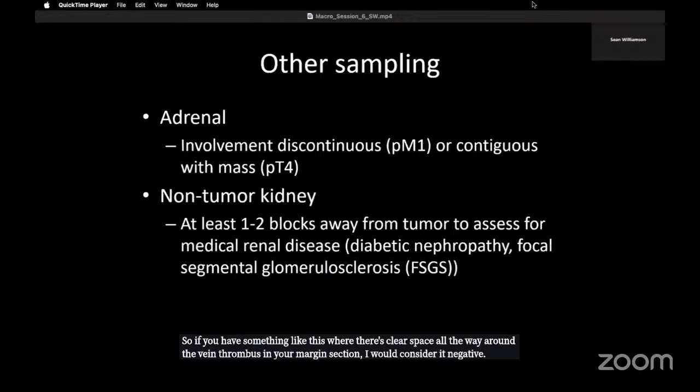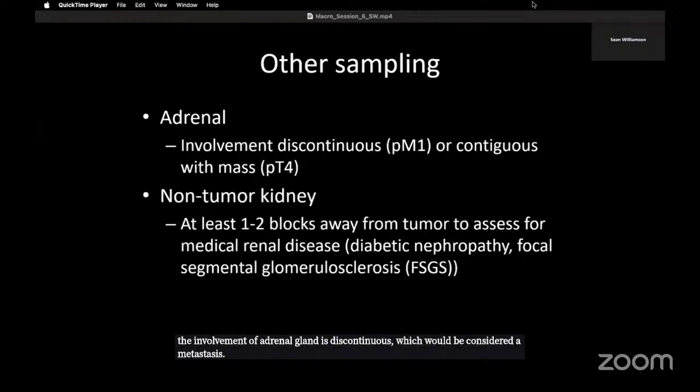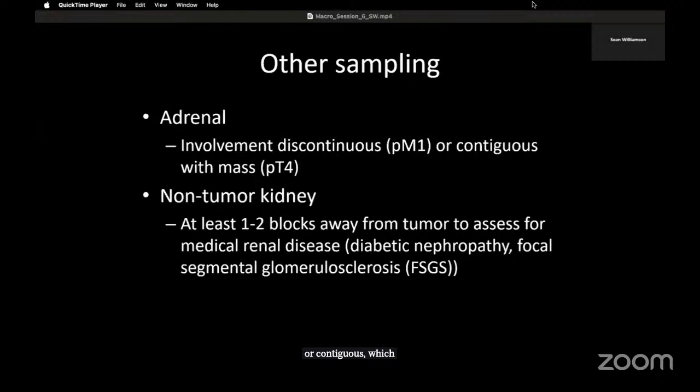For other sampling for the kidney, looking at the adrenal gland, it's important to check whether the involvement of the adrenal gland is discontinuous, which would be considered a metastasis, or contiguous, which would be considered a T4 primary tumor.